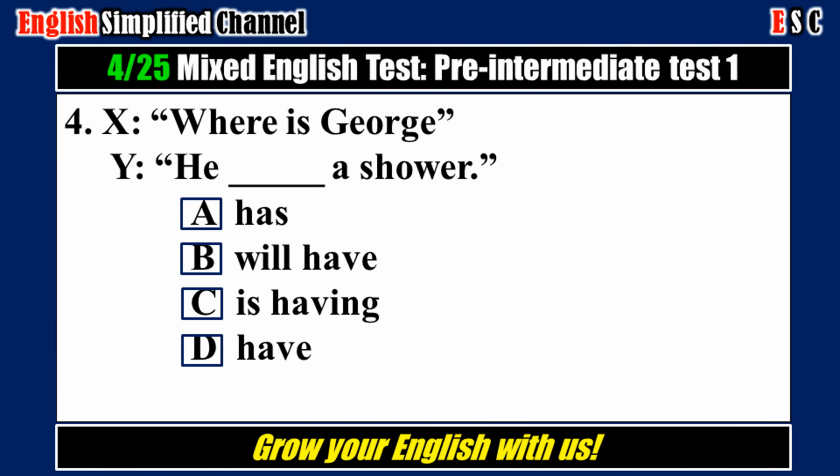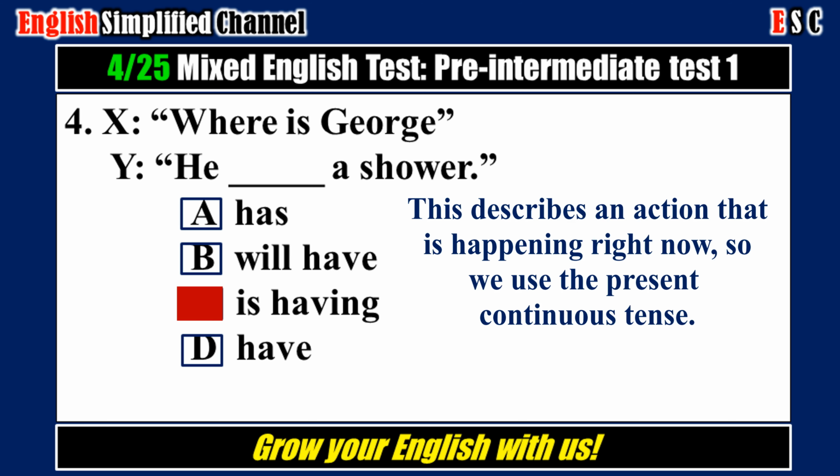4. Where is George? He, blank, a shower. A. Has. B. Will have. C. Is having. D. Have. Four. Where is George? He is having a shower. C. Is having. This describes an action that is happening right now, so we use the present continuous tense.